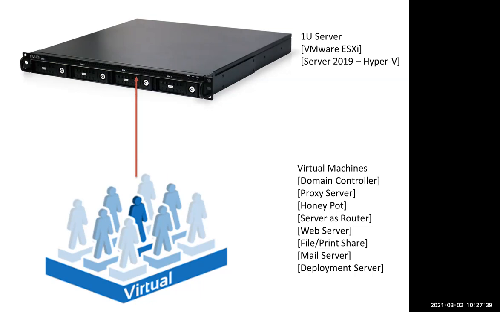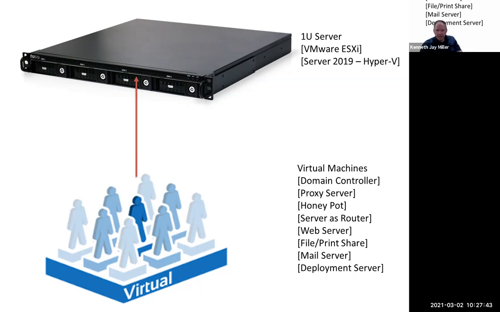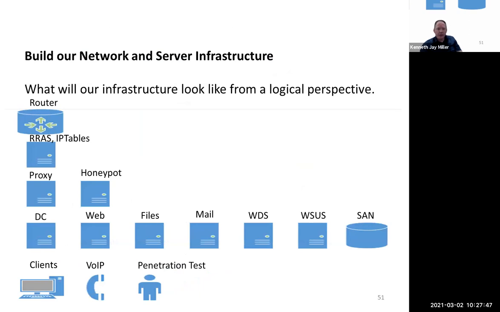Yeah, this is just kind of a bigger picture overview. So let's look at what it will look like from a logical standpoint. So here's our client servers, our voice over IP, and our pen testers, if they're out here. And we're going to do a security lab where we'll do some penetration testing and vulnerability exploits on a server and a honeypot. So those are our bottom layer. And then we have our domain controller, our web, our file, mail, WDS, WSUS, our SAN located at the server level. And then we have our next layer, which would be considered like our DMZ, where we'd have our proxy and our honeypot.